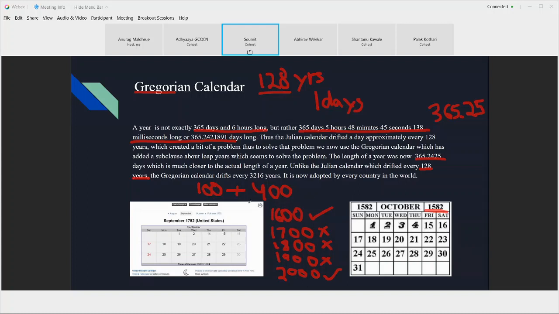So most of the Pope friendly countries adopted it in October 1582. This is how the calendar would have looked. You can see the date was 4th, and then directly it was 15 to compensate for the calendar shift. But some countries like the UK and its colonies, so the United States was a colony in 1752, were not so Pope friendly, so they adopted it in 1752, which is about 170 years after most of the world. So they had a little longer shift.